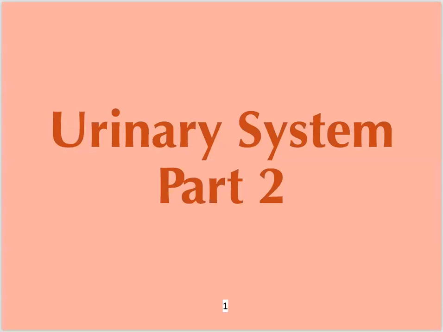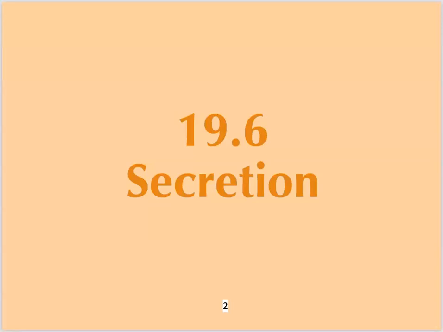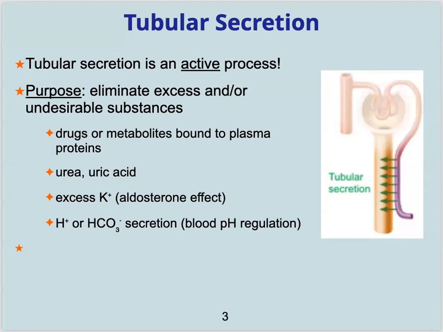This is part 2 of our lecture series on the urinary system. We'll begin by discussing tubular secretion. In the last lecture, we discussed the process of glomerular filtration and tubular reabsorption.